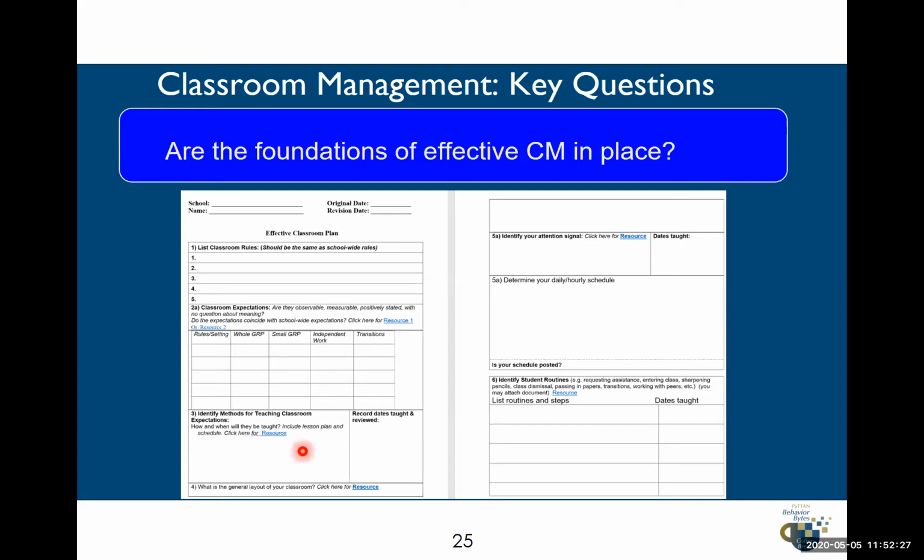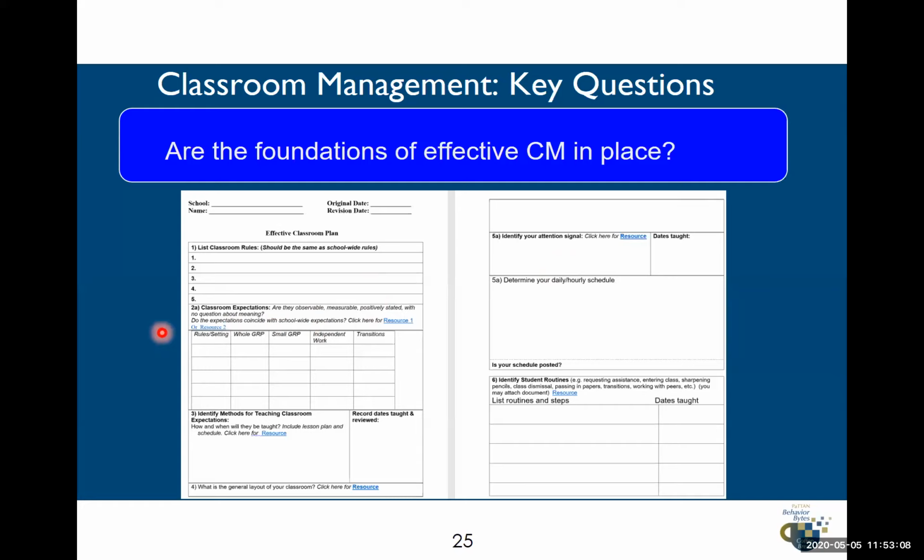It also identifies methods for teaching expectations, because we know that students aren't going to automatically understand our expectations. So we want to make sure that we put in our template, how do we plan to teach those expectations? This section is for what is the general layout of your classroom. Some teachers take pictures, some teachers draw diagrams, some teachers do verbal descriptions of what they want their layout to look like. There's a spot for talking about your attention signal, for having your daily schedule. So these are all thinking about those foundational practices and how are we articulating those in our classroom management plan.